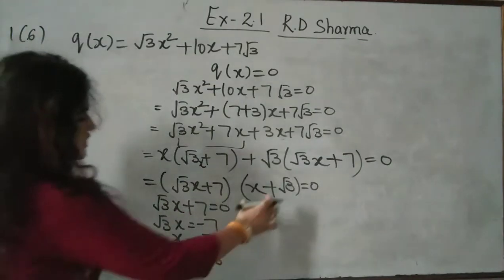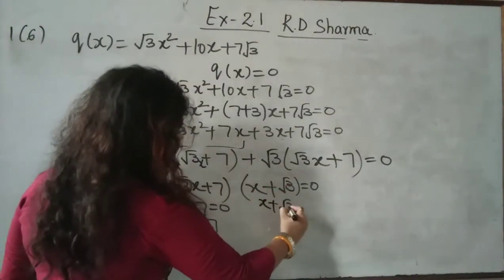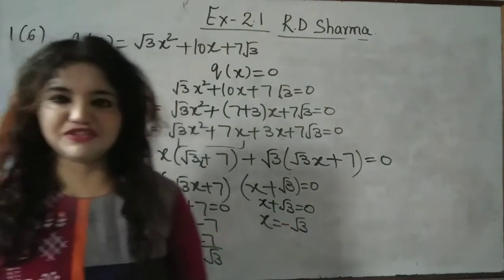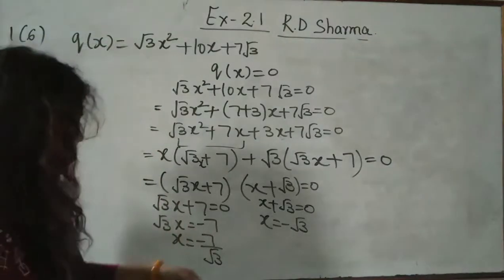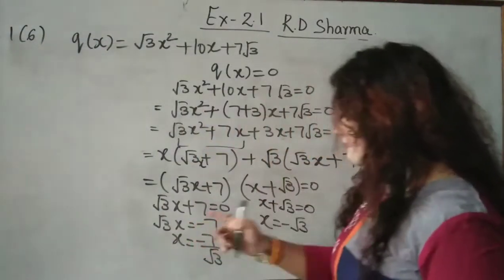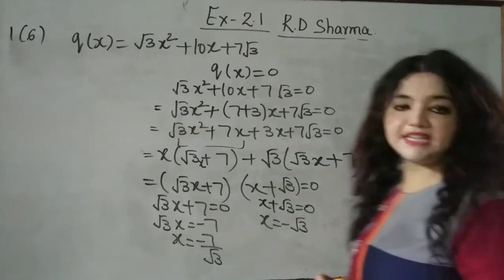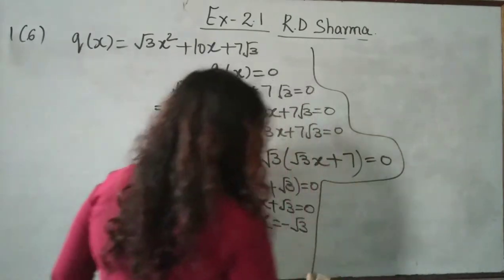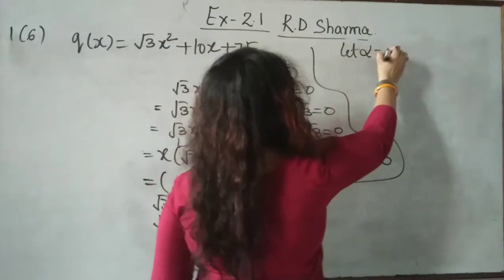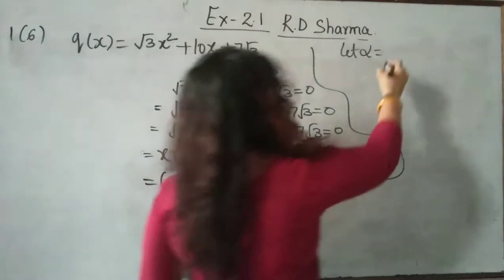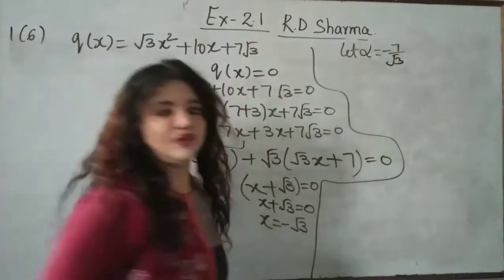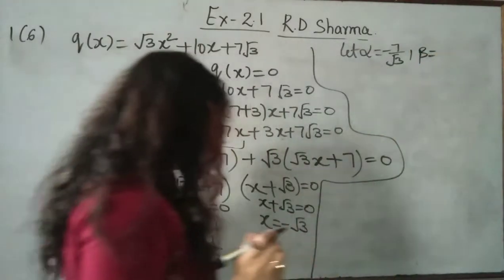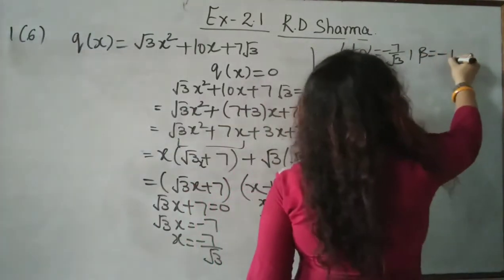So this x. अच्छा, and from here if x plus under root 3 is equal to 0, so that means x is equal to minus under root 3. Zeros हमारे find out हो गए. अब इनको हम assume करते हैं. Like alpha is equal to minus 7 by root 3 and beta is equal to minus root 3. Okay. So let alpha is equal to minus 7 upon root 3. And the value of beta, that is minus root 3.